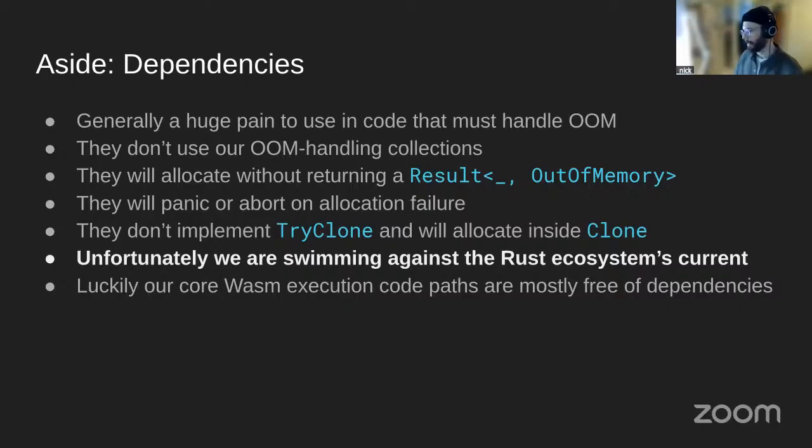So it's not great. If we find other people who have similar use cases as us, we could try and create a shared sort of try_std or something, and build an ecosystem of people that are handling out of memory errors, perhaps. But luckily, our core Wasm execution code paths are basically free of dependencies for the most part. And so this doesn't crop up too much in all the code that we actually care about handling out of memory in.